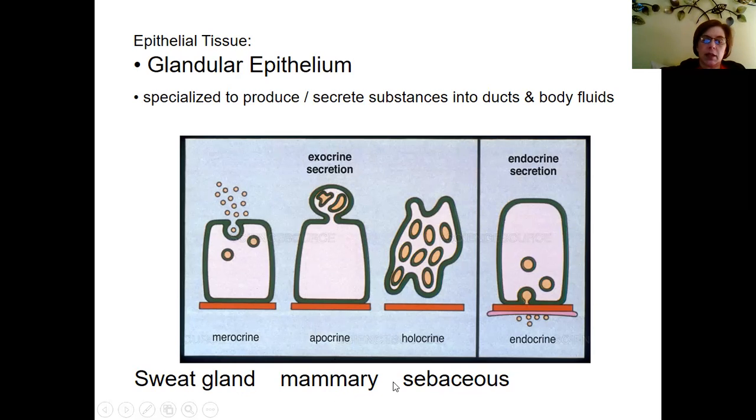So again, those are examples of each of those. These are common terms in a freshman anatomy class, so I think it's good to discuss these.